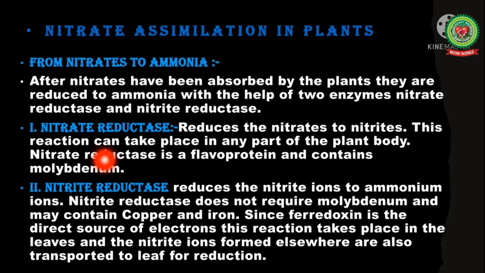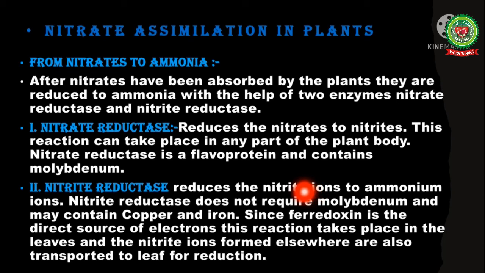This reaction can take place in any part of the plant body. Nitrate reductase is a flavoprotein and contains molybdenum. Nitrite reductase reduces the nitrite ions to ammonium ions. Nitrite reductase does not require molybdenum and may contain copper and iron. Since ferredoxin is the direct source of electrons, this reaction takes place in the leaves, and the nitrite ions formed elsewhere are also transported to the leaf for reduction.